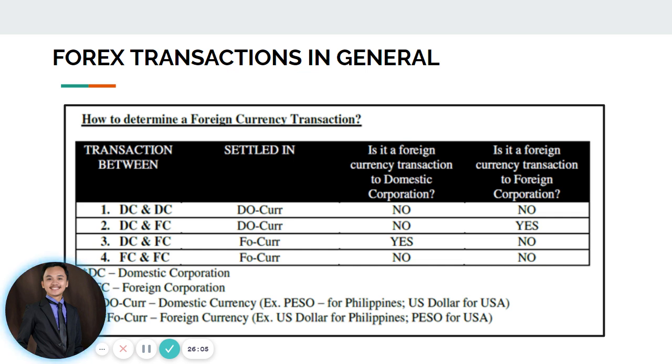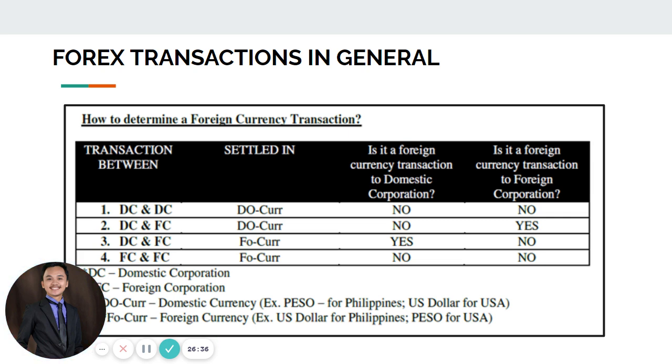Kay bisan pa og domestic and foreign currency and then walay foreign currency transaction ang involved, walay foreign currency transaction ang nahitabo as well. Okay? Now, considering further, si number 3, domestic corporation and foreign corporation as well. Pero this time, ang gibayad nato or ang settlement is through foreign currency. Okay? Foreign currency ang gibayad.